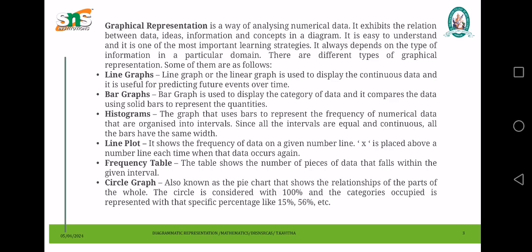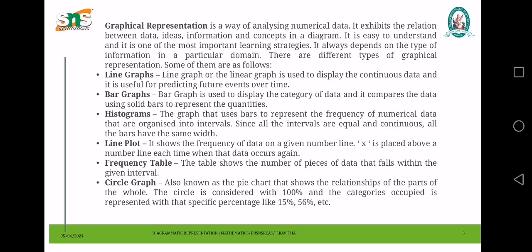Line graph. A line graph or a linear graph is used to display continuous data and it is useful for predicting future events over time. Bar graphs. A bar graph is used to display categories of data and it compares the data using solid bars to represent the quantities. Histogram.